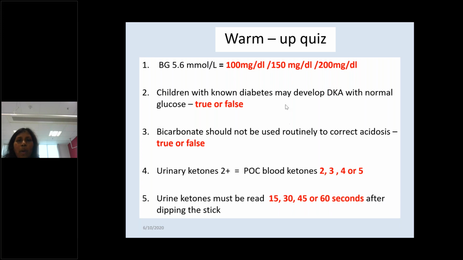Okay, so while I'm waiting, I'm just going to continue giving the answers to save some time. Yes, Eman had given the right answer, which is 100 milligrams per deciliter. Well done. And then the second question is, children with known diabetes may develop DKA with a normal blood glucose, which is true or false?